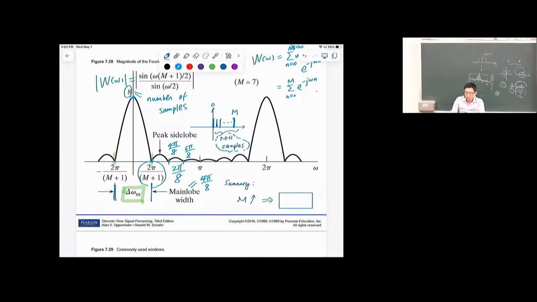Maybe it will help you. The main lobe in Chinese is called, does anybody know? Main is 主要, main 主 that's good. What I learned is that main lobe is 主瓣, 花瓣的瓣, and side lobe can be called 旁瓣, something that happens on the side. Okay.